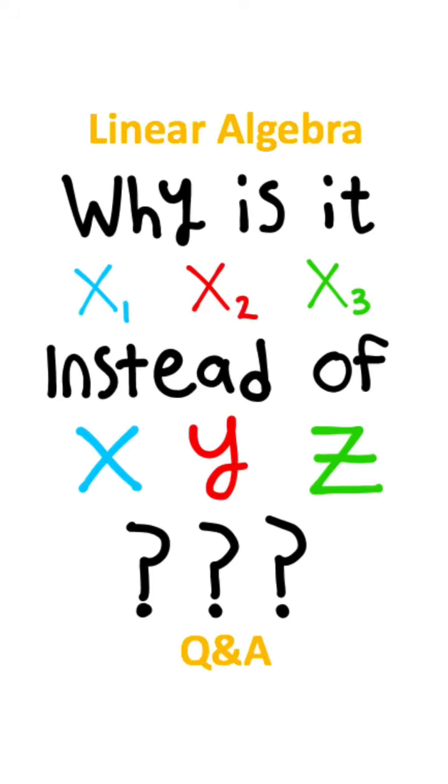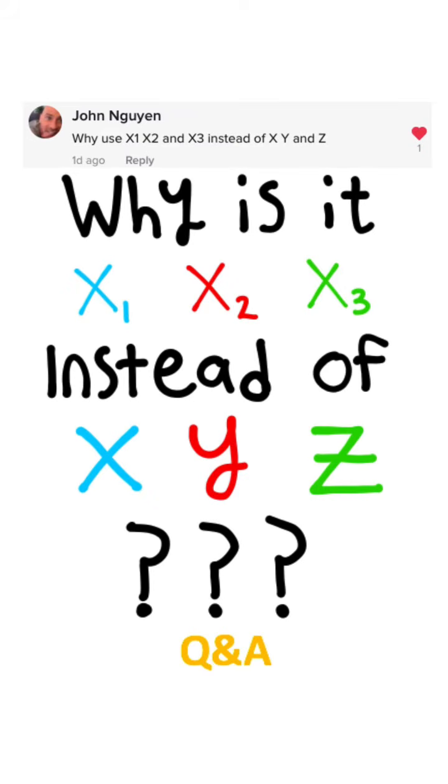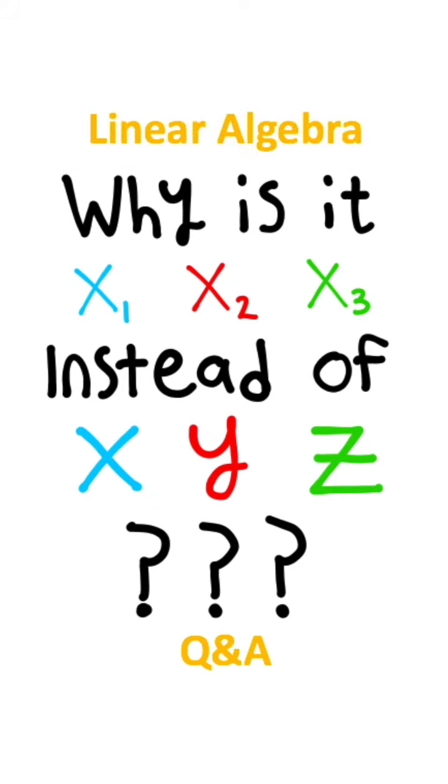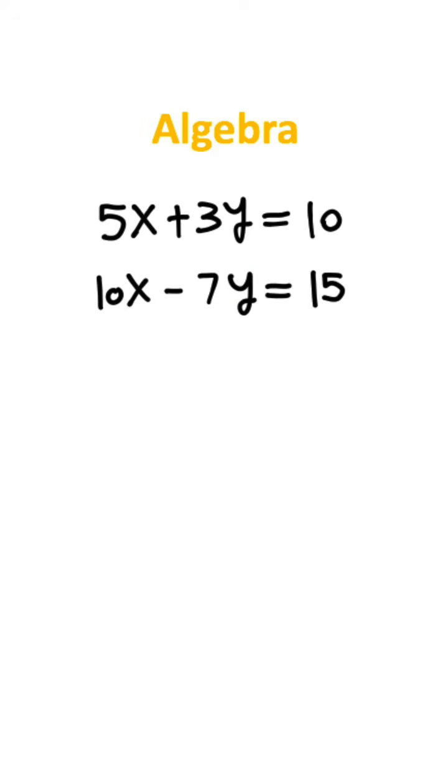So I got a really good question, which is why is it that we use x1, x2, and x3 as our unknowns instead of having it just be x, y, and z? So, for example, if we had a situation like this where we had a system of equations, this is what it would probably look like in algebra, where x and y are the unknowns.